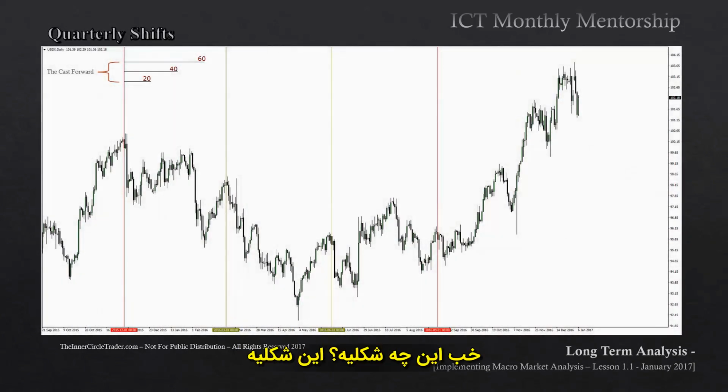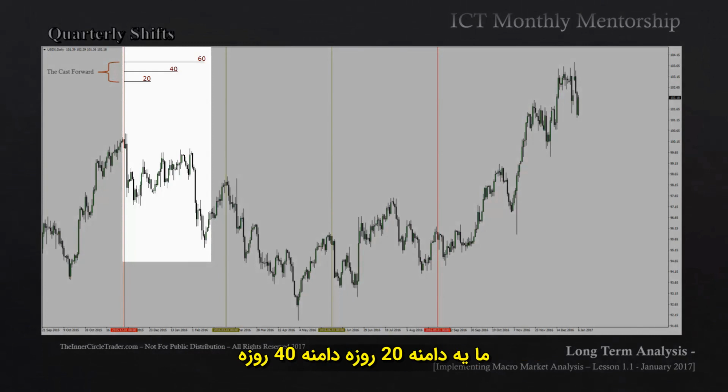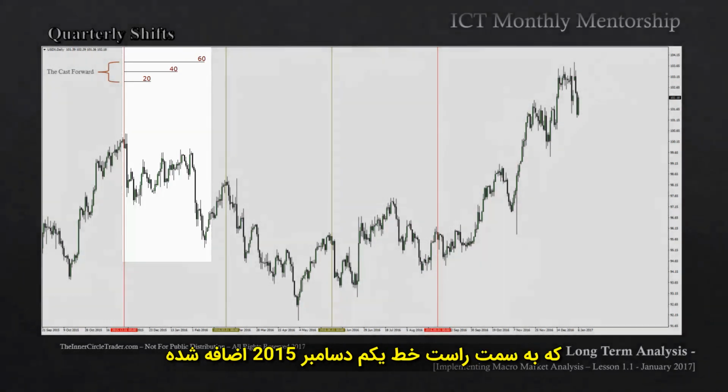So what does that look like? This is what it looks like here. This is called the cast forward, where we have delineated a calendar first trading day at 2015, December 1st, as we did moments ago. We have a 20-day range, a 40-day range, and a 60-day range added to the right of our December 1st, 2015 delineation, or the vertical line.